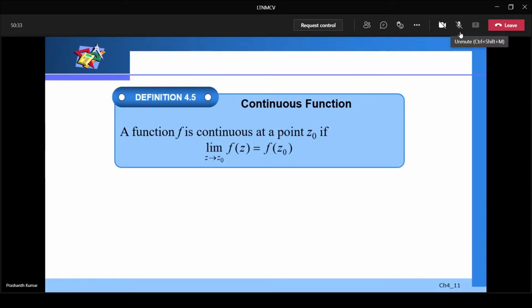Continuous function. A function f is continuous at a point z naught if the limit as z tends to z naught of f of z is equal to f of z naught. At that point, the function value we are considering. What is f of z? f of z is equal to L. That limit point is our function value. Then we call the function continuous.